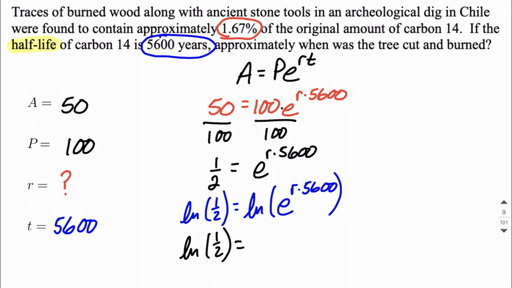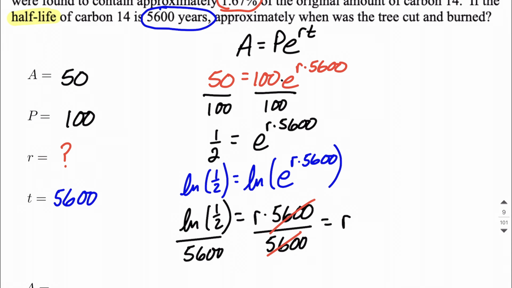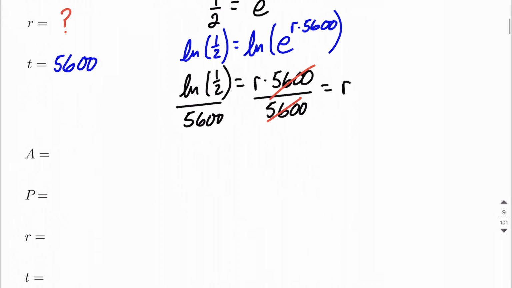So natural log of 1/2 on the left side, and on the right side we're going to have r times 5,600, just our exponent remaining. From here, we want to isolate r and get it all by itself. It's multiplied by that 5,600, so let's go ahead and divide both sides by 5,600. This will put r on the right-hand side all by itself, and this will be the exact rate that we're going to utilize. All right, so follow-up question. We've done a lot of work. We found our rate. Let's use that rate down here. So I'm copying and pasting our natural log of 1/2 divided by 5,600.